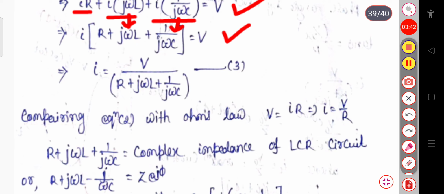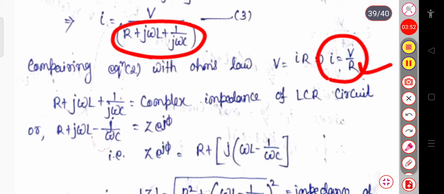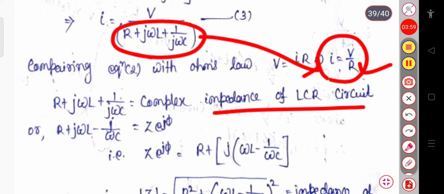Now if I compare this equation 3 with Ohm's law, that is V equal to IR or I equal to V by R, you can see that this term in the denominator represents the resistance, and here this resistance is called the complex impedance of the LCR circuit, whose value is R plus j omega L plus 1 by j omega C, equal to Z exponential j phi. Here in place of 1 by j omega C, we can write, if I multiply j in the denominator and the numerator, j into j becomes minus 1.